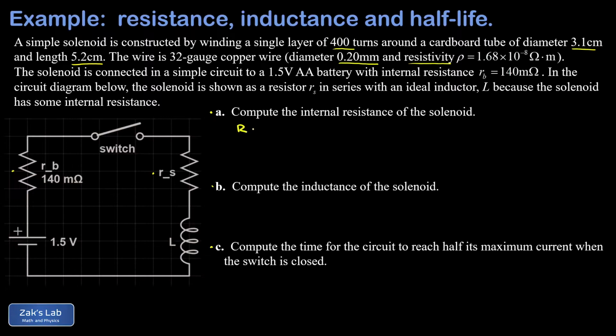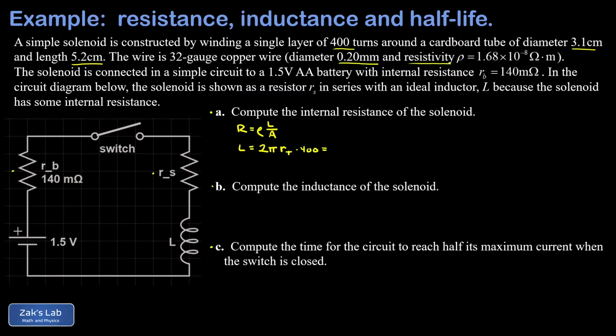Again, this goes all the way back to talking about resistance, resistivity, and the geometry of the wire, the length and cross-sectional area. We know the resistivity, but we still need to get the length. And all we know is that there's 400 turns, and we know the size of the tube that they're wrapped around. So the circumference of the tube will give us the length of a single turn, and then we just multiply by 400. So I'll call it 2 pi times r tube, or RT, times 400.